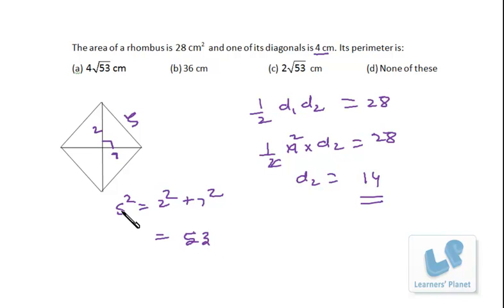So it's 53. Now we have to find out the perimeter. This is S square, so S will be root 53. Now we have to find out the perimeter of this rhombus. Perimeter will be 4 times side. So the length of one side is root 53, that means the perimeter will be 4 times root 53. As simple as that. I hope you are clear.